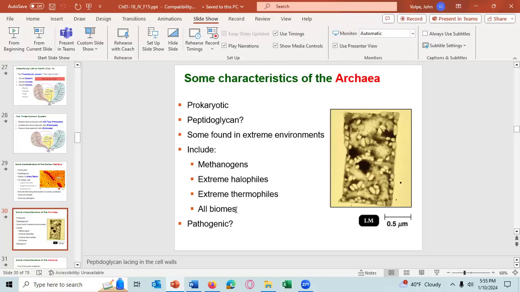Here's a question for you. Are any of the archaea a pathogenic organism? Is there any archaea species that causes human disease? It's a yes or a no.